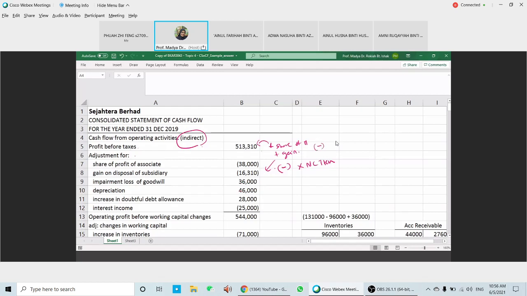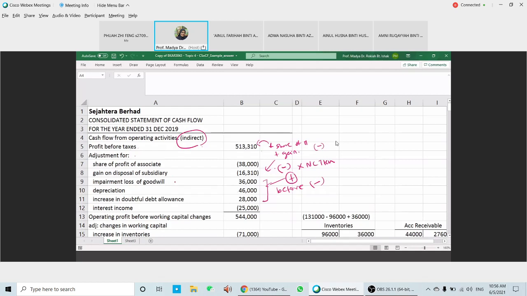The same thing for depreciation and also for the doubtful debts allowance. All of these three items, before this we minus, so now we need to add back, because there is no cash involved here. Okay, so you have here the interest and bad debts allowance, and then the other one you have is interest income.